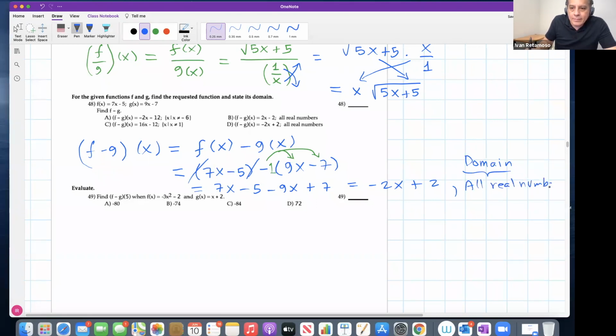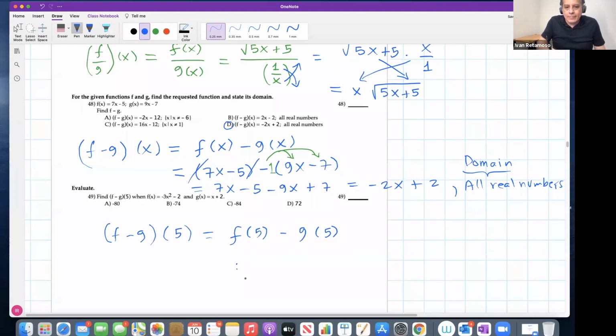Very good. So therefore, the answer for this question, 48, should be this guy, right? This is the formula for the difference of the functions. It's here, and this is the domain, all real numbers. Very good. This is another difference, but I will leave it for you to do. Maybe I should write a hint here of how you can do it. This is f evaluated at 5 minus g evaluated at 5. Okay, continue there. Similar.